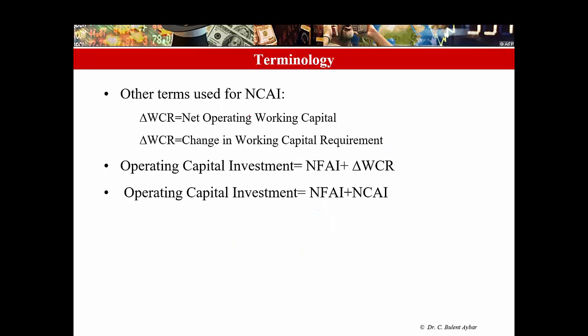So a quick wrap up about the terminology. We use the term change in working capital requirement for net current asset investments. Also, we use the term net operating working capital, or again, the change in working capital requirement. Operating capital investments are a combination of net fixed asset investments and working capital requirements. So this is what we call operating capital investment. We could also call net fixed asset investment plus net current asset investments operating capital investments.